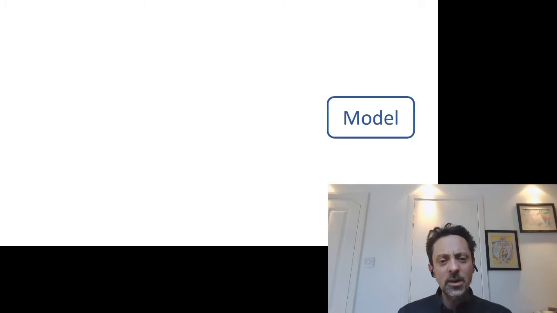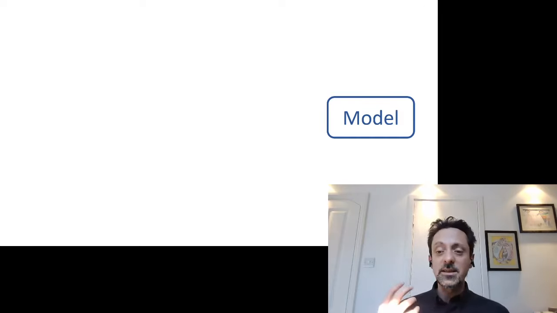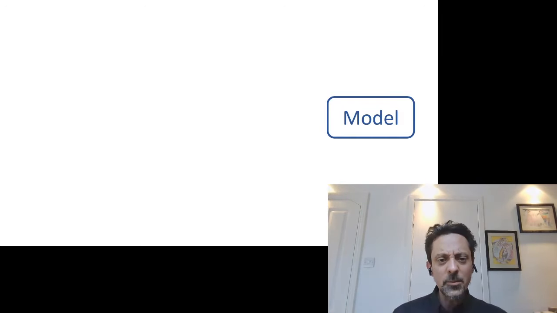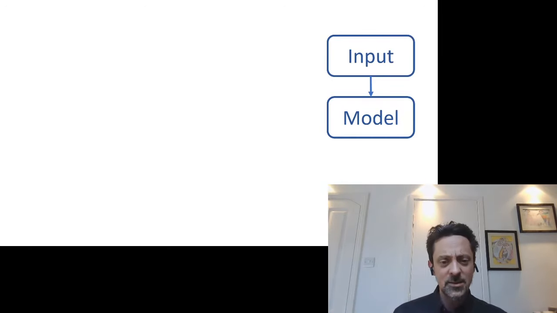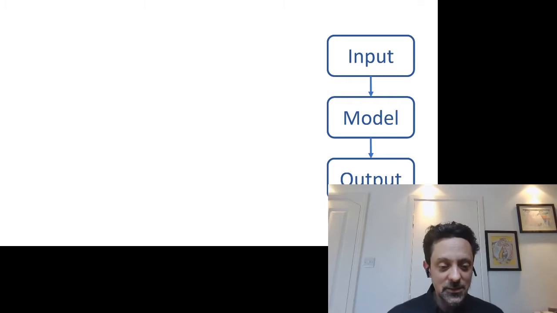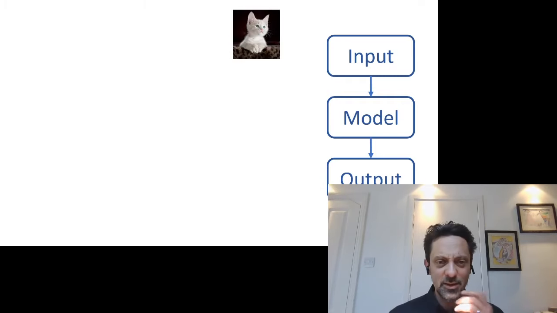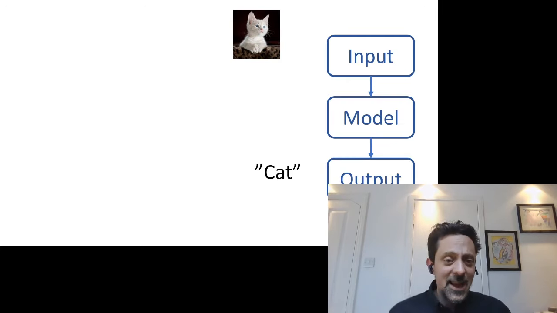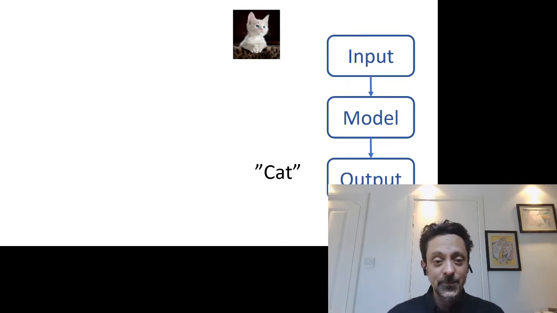So how does it work? Well, what machine learning does is it learns a model. What's a model? A model is something that just takes an input and gives an output. I mean, that sounds like very general computing. So an input might be a picture, and the output might be to say, is this a cat or a dog? In this case, this is a cat. So many computer systems look a bit like that.